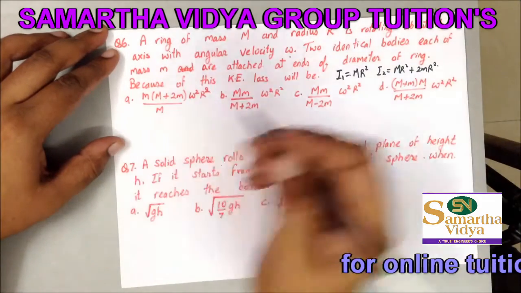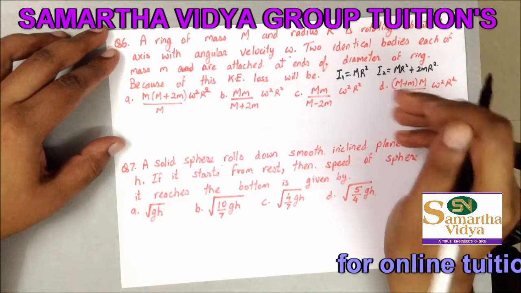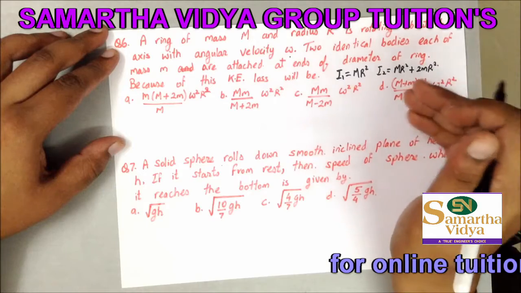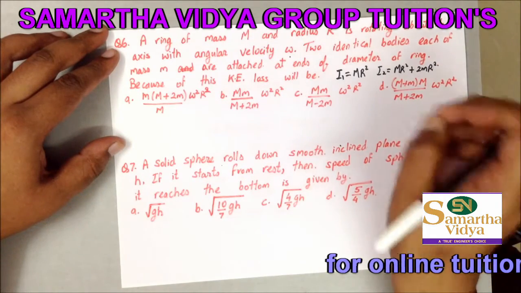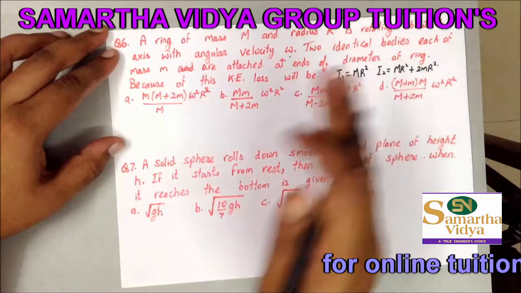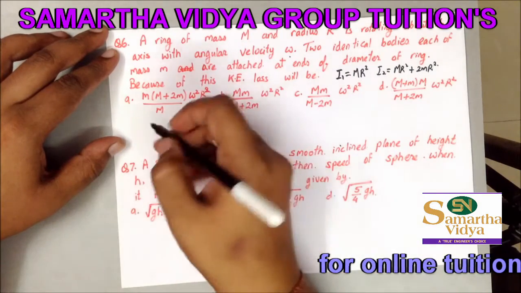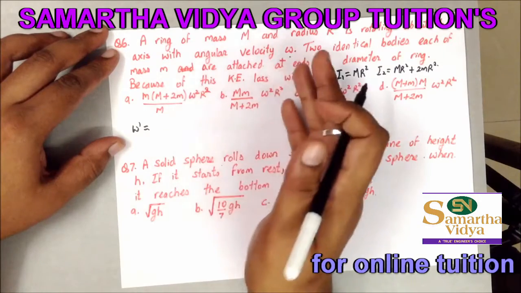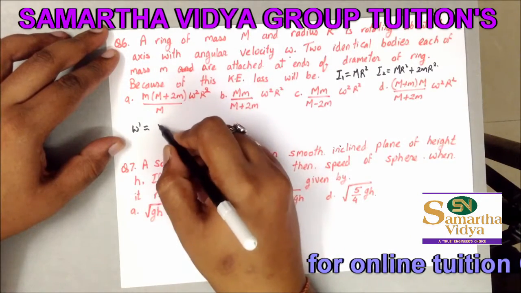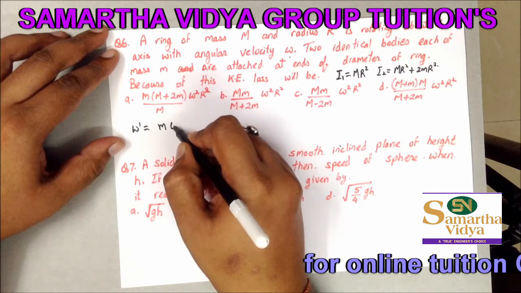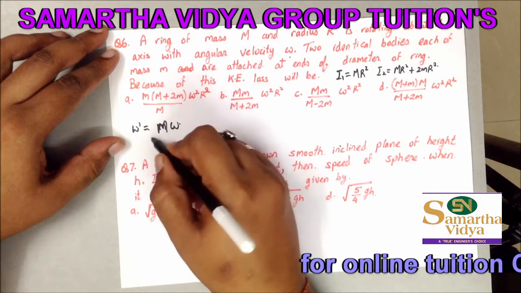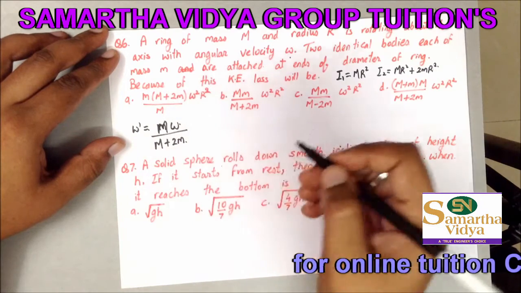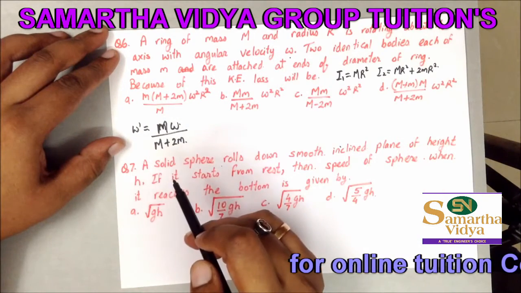Now we are going to use the concept of conservation of momentum, that is I1 omega 1 is equal to I2 omega 2. From there we will get the new angular velocity. If you calculate using the same concept which we had used in the earlier video, the new omega dash is going to be capital M omega upon M plus 2m. So this is the new omega which we are getting.